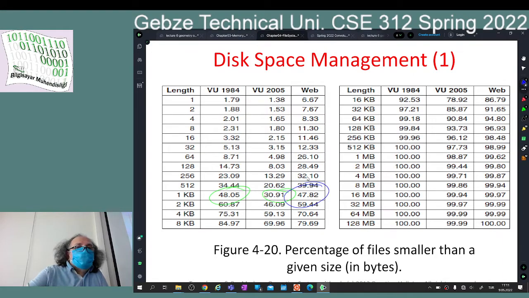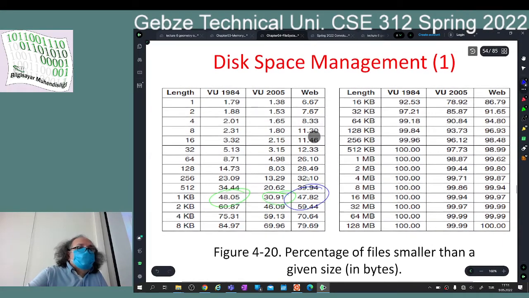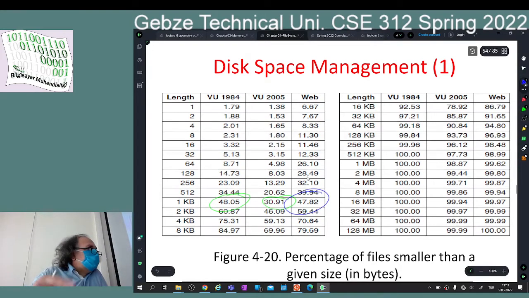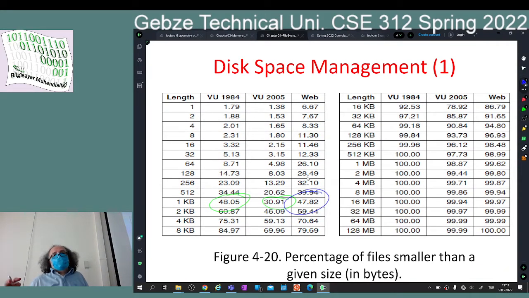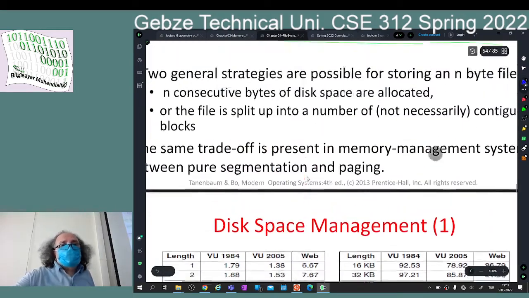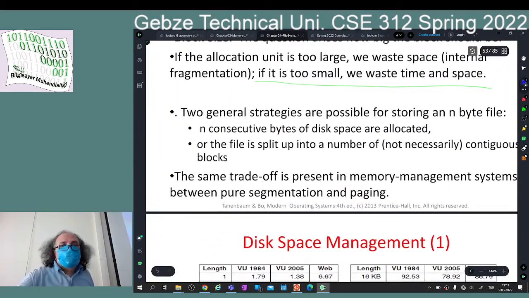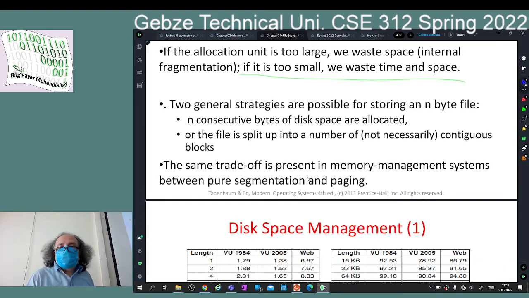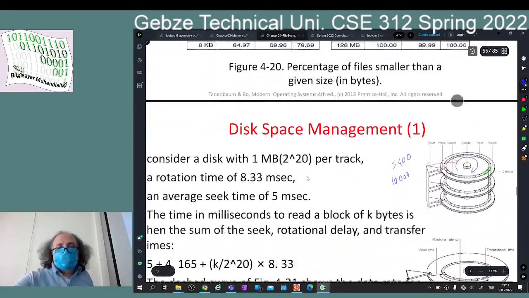Maybe you are going to choose a small block size for your web server. For other types of file servers, your block size is going to be larger. Again, it's a trade-off. So that's what we're going to consider.